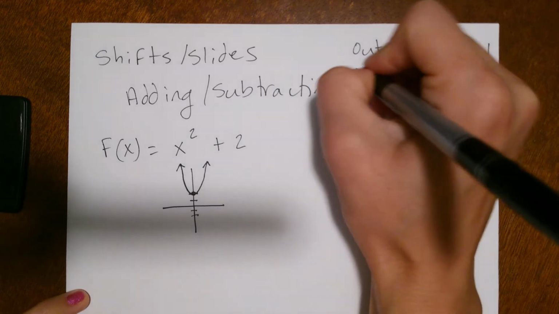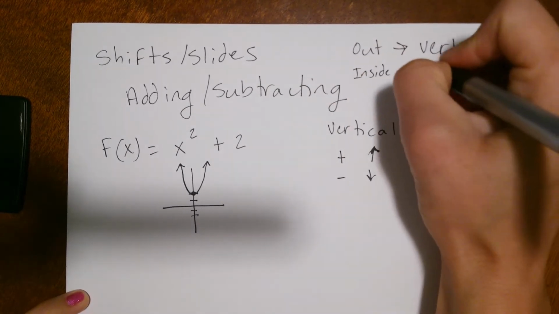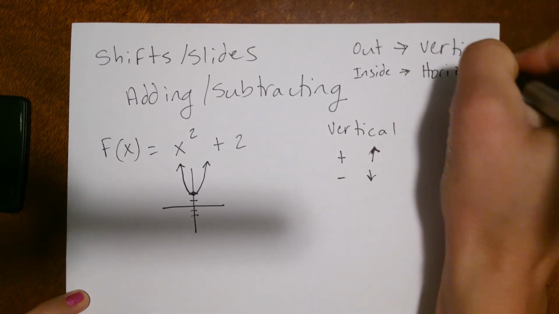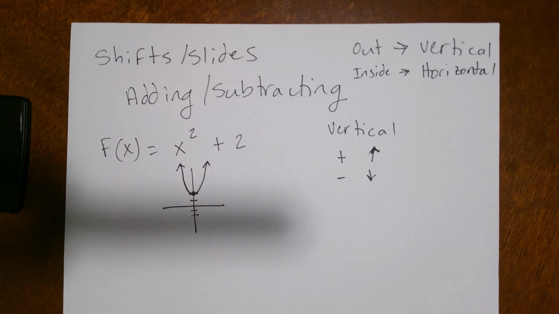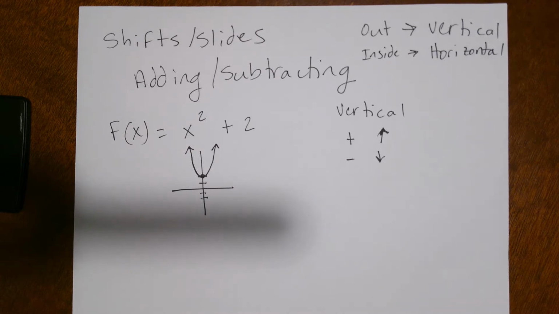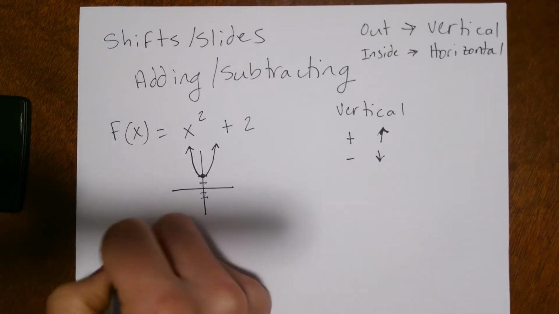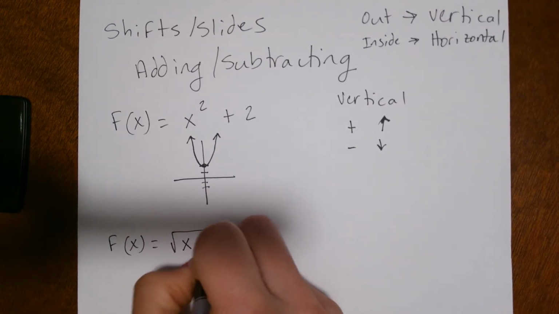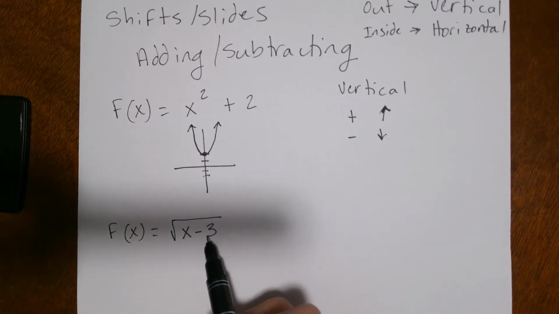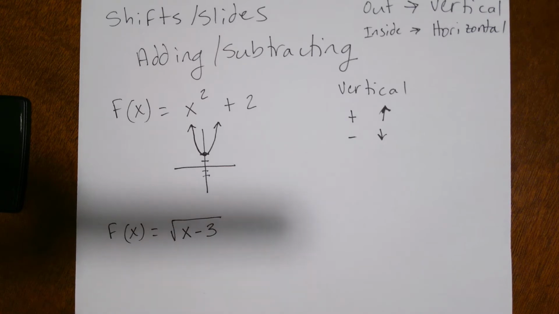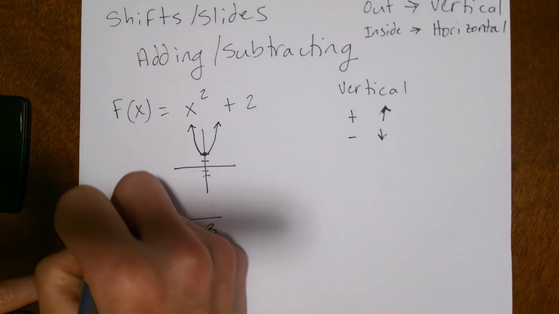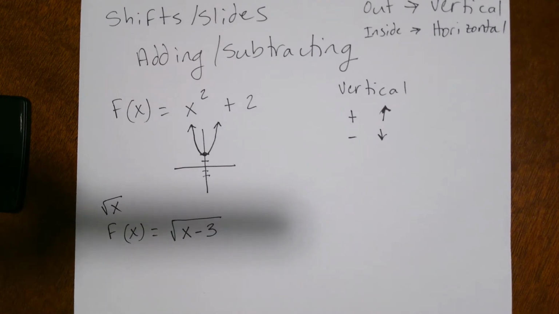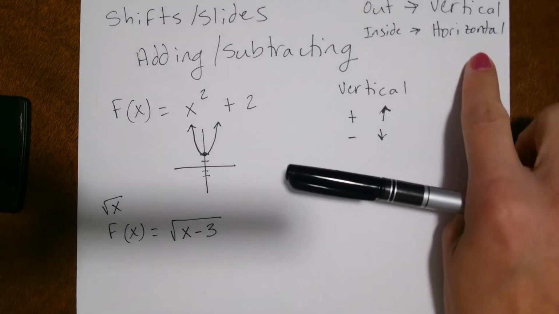Now if it's inside, this is going to indicate that you have a horizontal transformation. Again, the addition or subtraction will tell you that it's a shift or a slide. So what does that look like for it to be inside a parent function? So let's say f of x is, let's do the square root of x minus 3. Notice here that the minus 3 is inside the radical. So the parent function here is the square root of x. That minus 3 is not on the outside of the radical, it's on the inside of the radical. So this is inside my parent function, which tells me that it's horizontal.